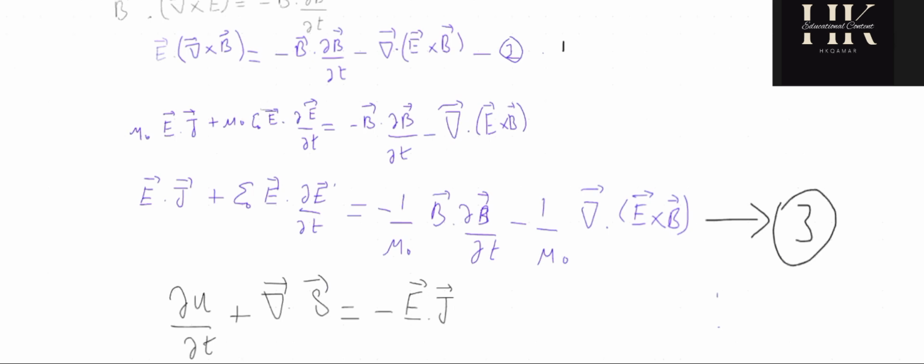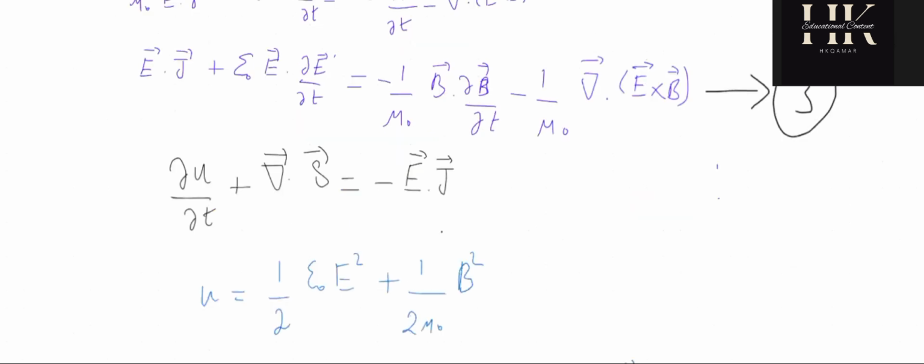Here we recall the very first equation that we had to derive. Here we know that we have this E dot J and we also have the value of S, the Poynting vector, but we have to derive this curly U by curly T. So we recall that this U, the energy density, is given by this equation.